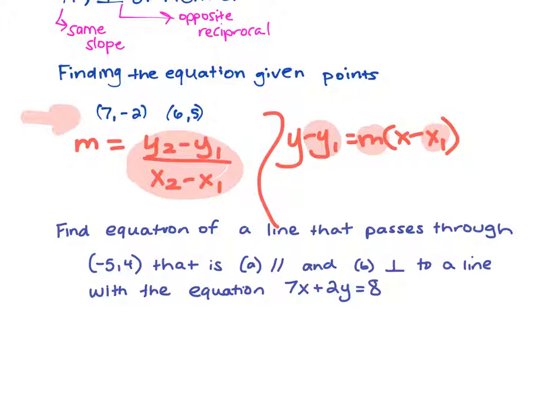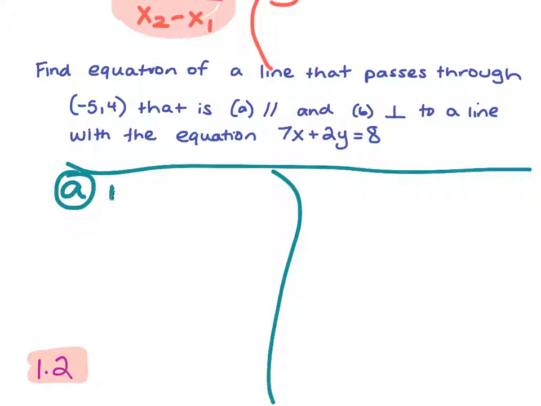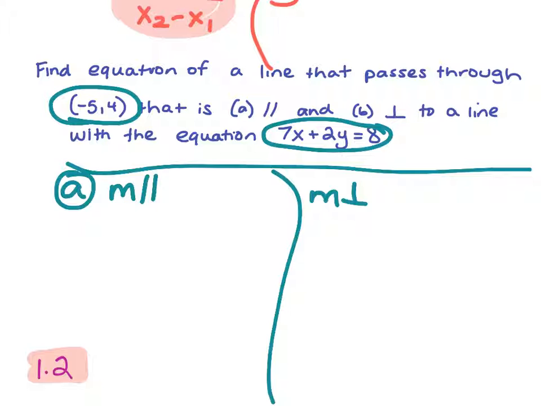And then you saw a question like this on your quiz. Find the equation of a line that passes through this point that is A parallel and B perpendicular to a line with the given equation. Okay, so again, there's two different ones here. There's an A and a B. A in which the line is parallel, and B in which the line is perpendicular. So what I need from this equation is what? Just its slope, right? It's just saying find an equation with this point that is parallel to this line and then perpendicular to this line. So the only thing you need out of that is the slope.